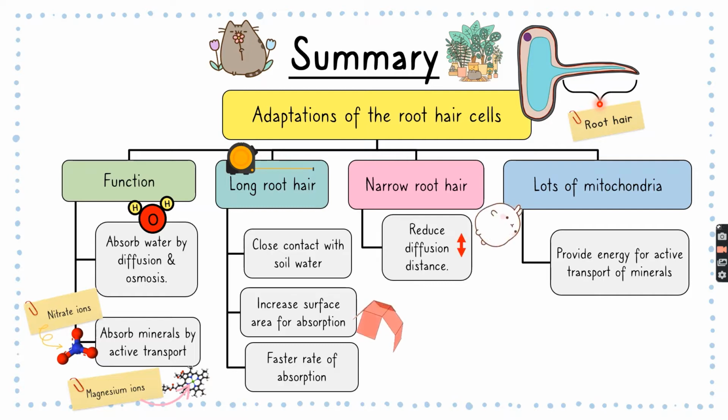So the root hair itself is also narrow, as in this part right here. So this helps you reduce the diffusion distance, and hence also makes absorption much faster. Another thing that is special about them is that they do have lots and lots of mitochondria, and this helps to give them energy, because minerals you need to take them in by using active transport.